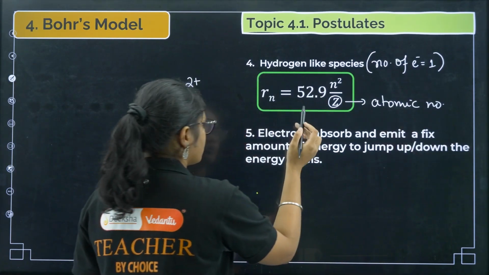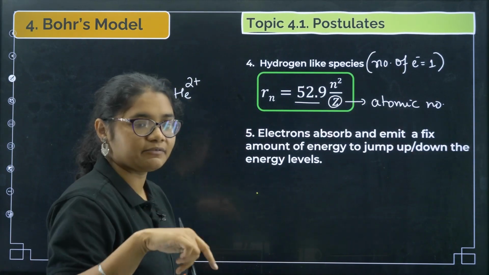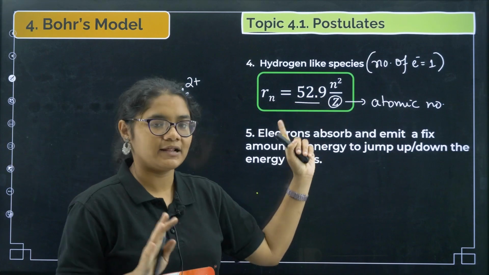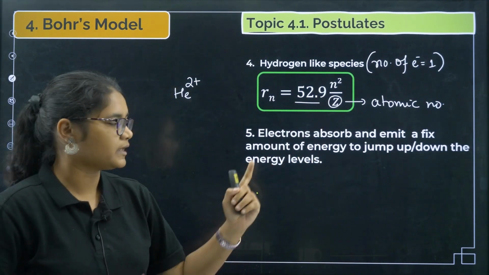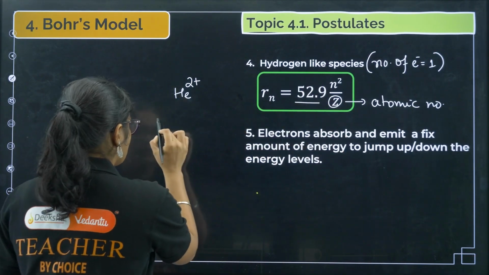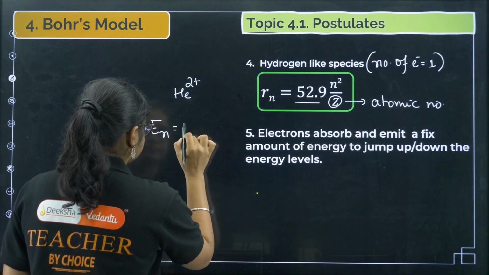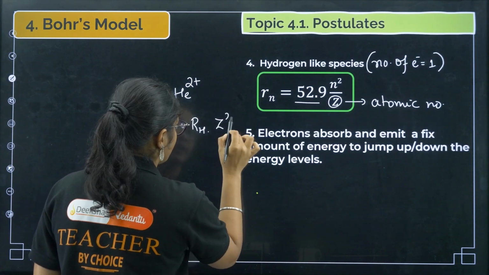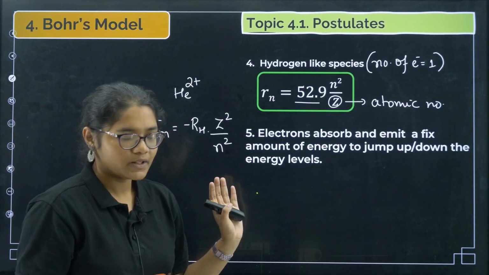Okay, so our formula, our value is 52.9 n square by Z. If you remember the previous value, if you want to calculate only for hydrogen, then it is 52.9 n square. But if it is for any other element that also has 1 electron, then it is 52.9 n square by Z. Now we can also calculate the energy, and En will be equal to minus 1 RH Z square by n square. This formula is for energy.